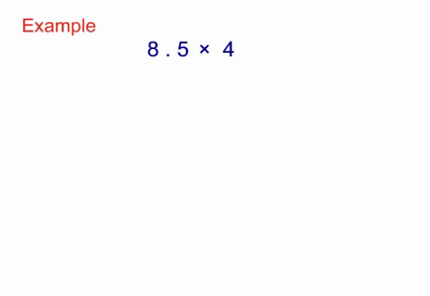Now let's look at a multiplication which does not involve multiplying by 10, 100 or 1000. We have 8.5 times 4. First of all, set it out as shown with the 4 underneath the 5 on the right hand side. Notice also that there is no decimal point in this multiplication. We'll come back to that in a moment.